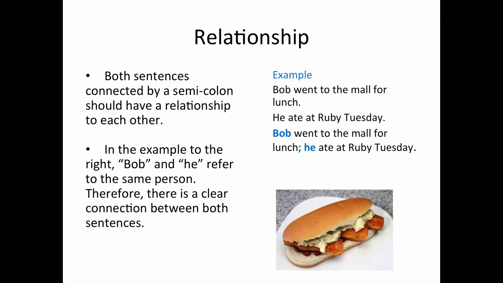Relationship. Both sentences connected by a semicolon should have a relationship to each other. In the example to the right, Bob and he refer to the same person. Therefore, there is a clear connection between both sentences. So here's our example. Bob went to the mall for lunch. He ate at Ruby Tuesday. Bob went to the mall for lunch; he ate at Ruby Tuesday.